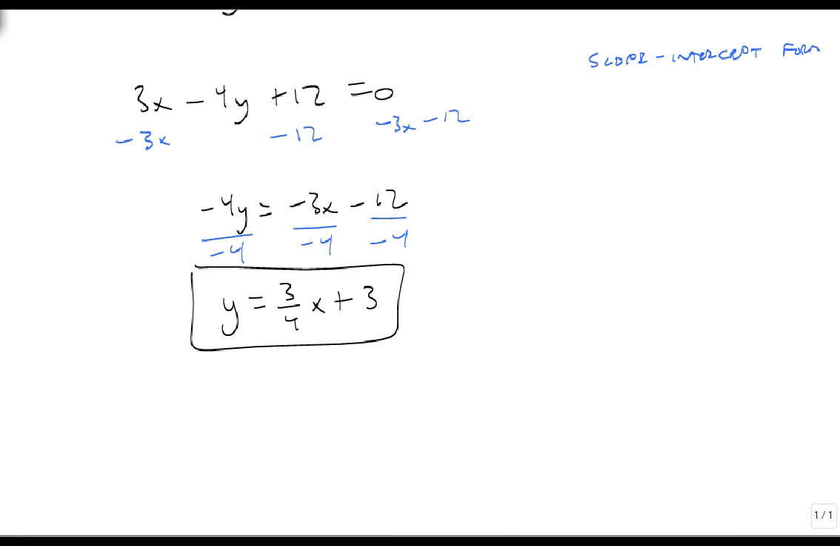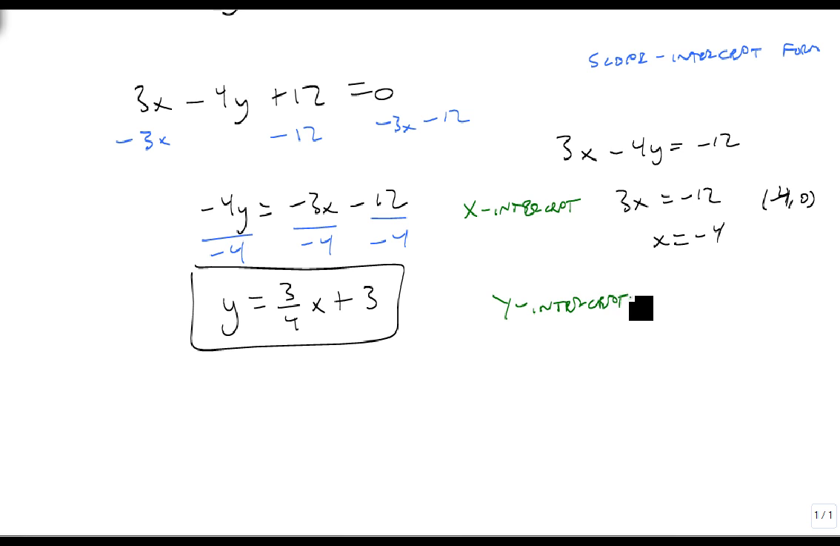Now there is one sort of advantage that this general form has over the slope-intercept form, and it's mostly because we need to make one change to it. If I subtract the 12 only, then I can get my intercepts really easy, because my x-intercept comes by letting y be 0. So I get 3x equals minus 12, or x equals minus 4, so I get a point minus 4, 0. And my y-intercept comes from plugging in a 0 for x, so we get minus 4y equals minus 12. When we divide that, we get y equals 3, so I get a point at 0, 3.